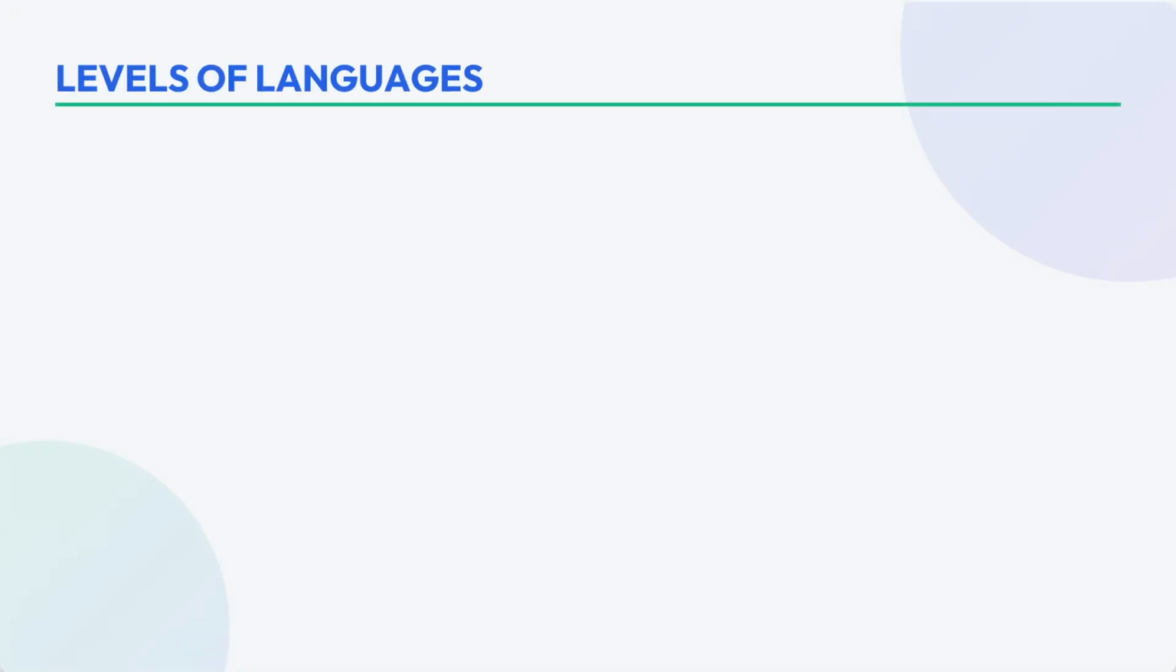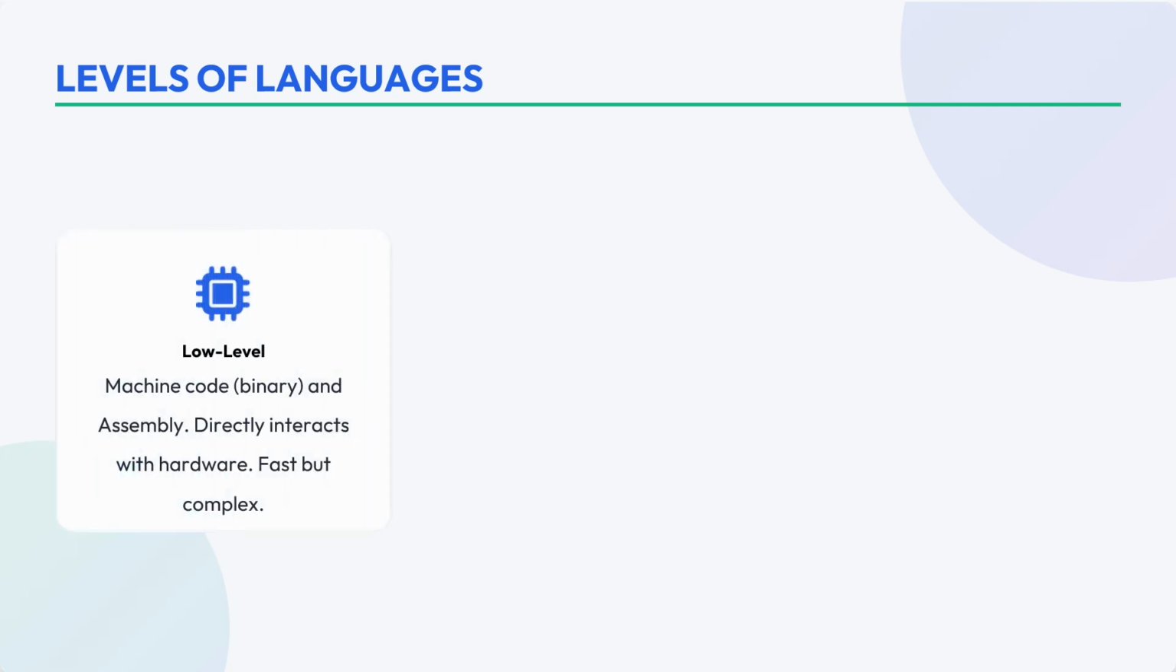Next, there are different levels of communication, levels of languages. First is a low level language. Basically, what is a low level language? A low level language is a type of programming language often used by machine hardware and provides little or no abstraction from the computer's architecture.